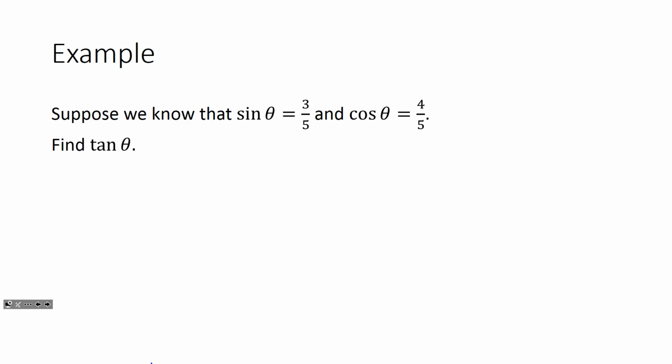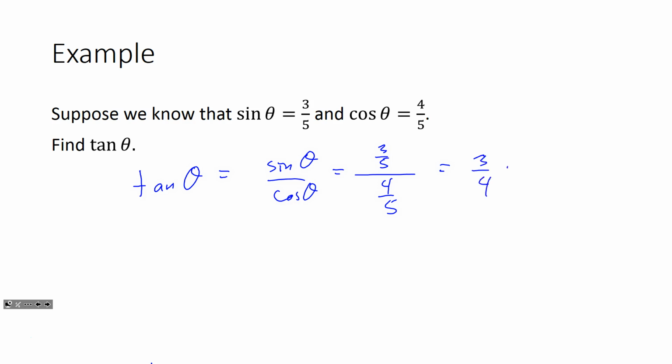Let's do an example using one of those previous identities. Suppose we know that the sine of theta equals 3/5 and that the cosine of theta equals 4/5. Let's find the tangent of theta. Well, that would be a fairly easy exercise. We'll have the tangent of theta equals the sine of theta over the cosine of theta. Plugging in these values, we'll have 3/5 divided by 4/5. Now, in order to divide fractions, we take the fraction in the numerator and multiply it by the reciprocal of the fraction in the denominator. So it's times 5/4.